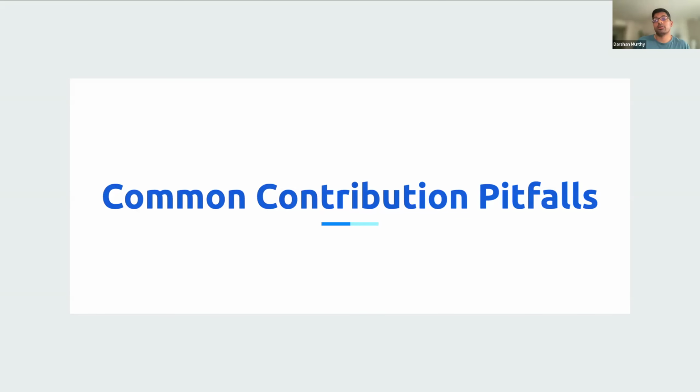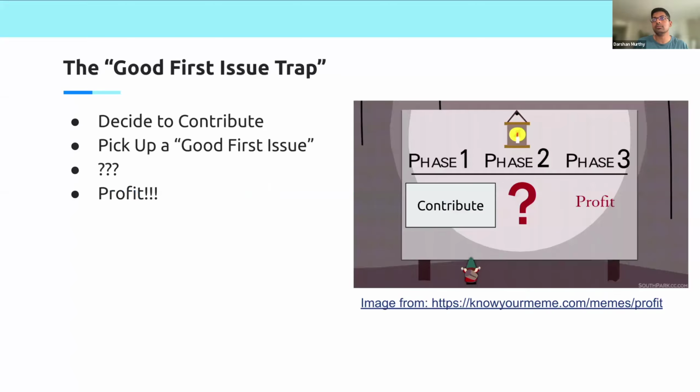Finally, the common contribution pitfall. This is one of the important slides that I definitely want to share with you all, because it is one of the important parts of the presentation. The common contribution pitfall is falling into the good first issue trap. The scenario goes something like this. You're a new prospective contributor. You're excited to make your mark on the community. You find an issue with a good first issue label on GitHub. You think, great, I'll claim the issue and write some code, and I will have contributed to Kubernetes.